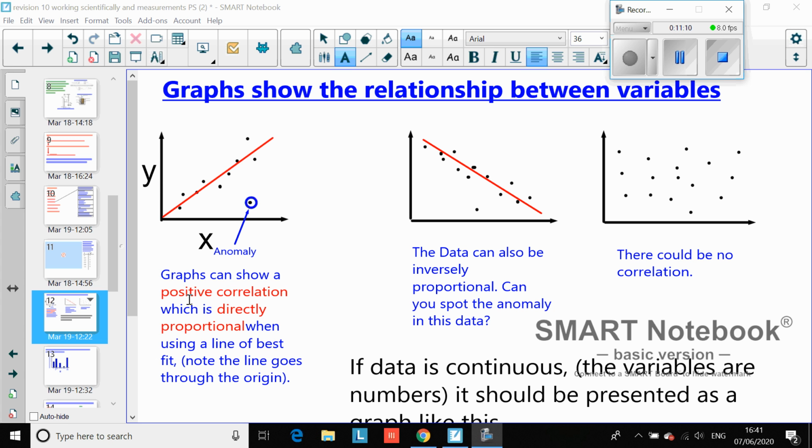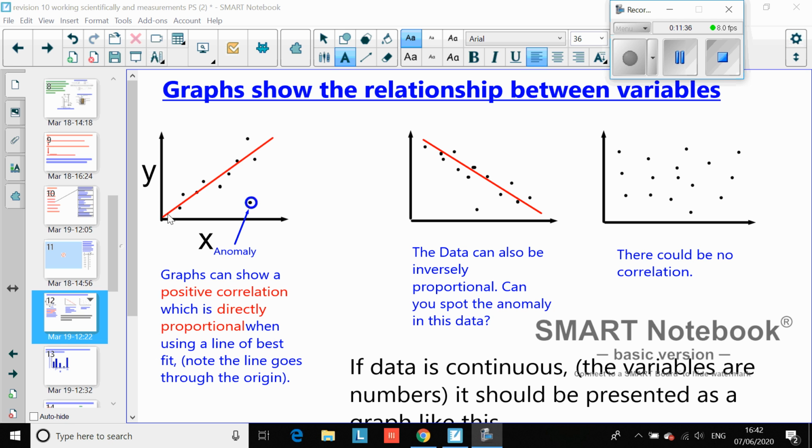So graphs can show a positive correlation, which is directly proportional when using a line of best fit. What this means is that changing X seems to have affected Y. Because as you can see, there does seem to be a link. As X goes up, it causes Y to go up, whatever that may be.